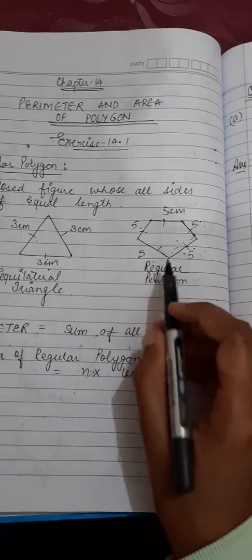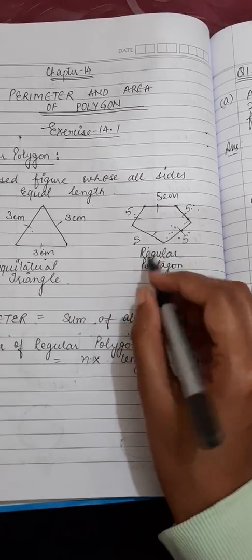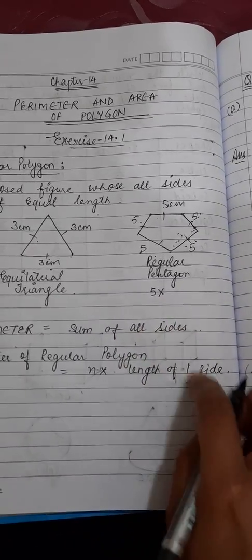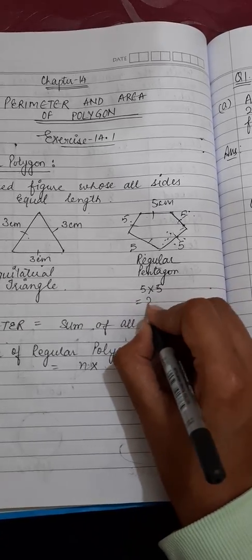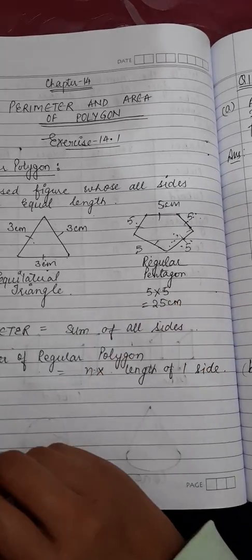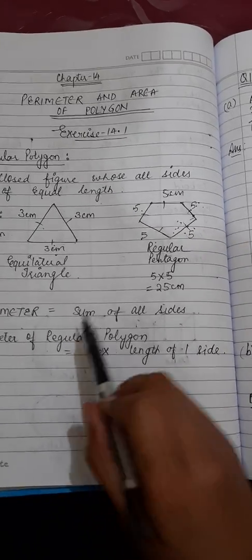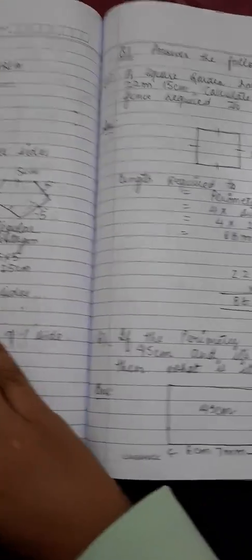Similarly, here also, n means the number of sides. In this pentagon, how many sides are there? 5. So 5 into length of one side. What is the length of one side? 5. So 5 into 5 will be equal to 25 centimeters. Right, so like this we can apply the formula for the regular polygon. Okay, now let's move to the questions.